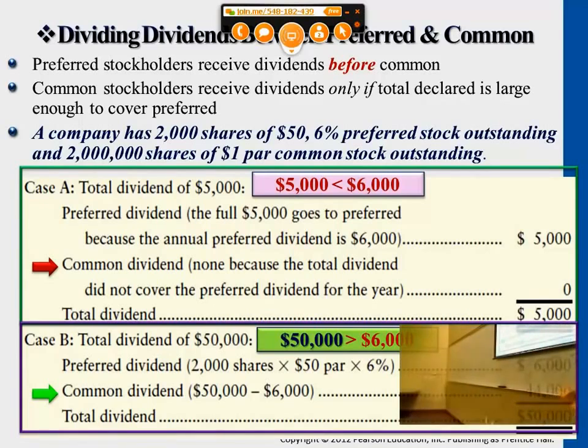In the second case, assuming all the numbers are the same, 2,000 shares times 50 times the rate, preferred shareholders should again be getting $6,000. In this case, if the company is giving $50,000 in total, then $6,000 goes to preferred shareholders, and the remaining $44,000 goes to common shareholders.